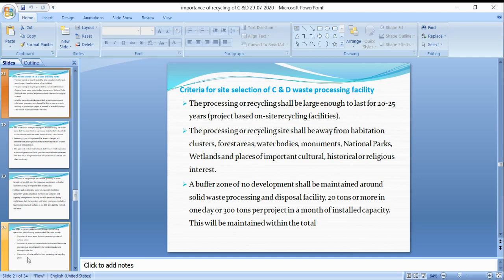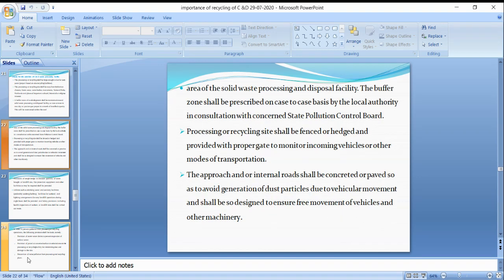A buffer zone of no development shall be maintained around solid waste processing and disposal facilities. So any waste you are going to dispose of, there should be a buffer, and no development should be there. For processing of 20 tons or more in one day, or 300 tons per project in a month, in a day it can be 20 or 25 tons, like that we can dump waste. This will be maintained within the total area of the solid waste processing and disposal facility. The buffer zone shall be prescribed on a case to case basis by the local authorities.